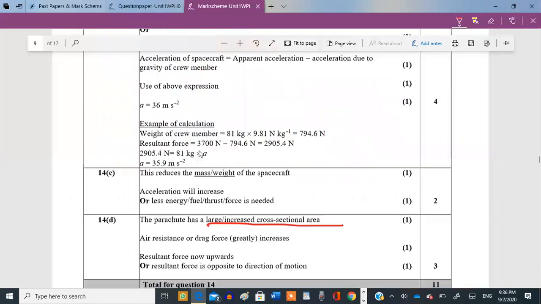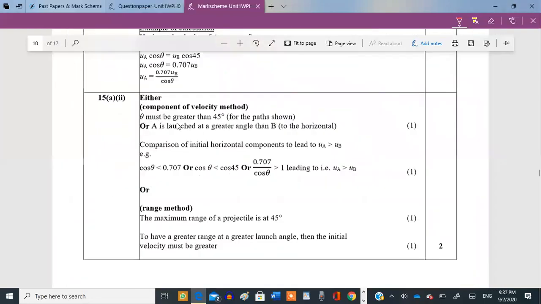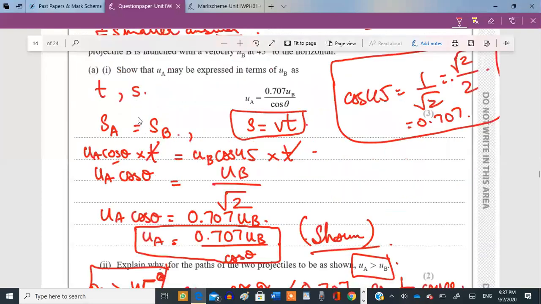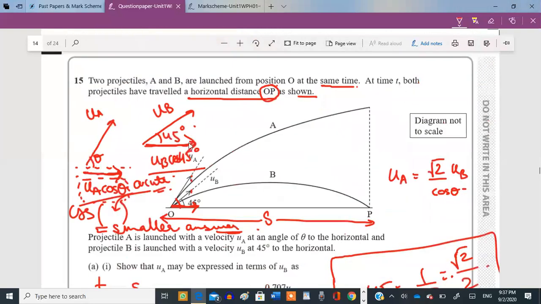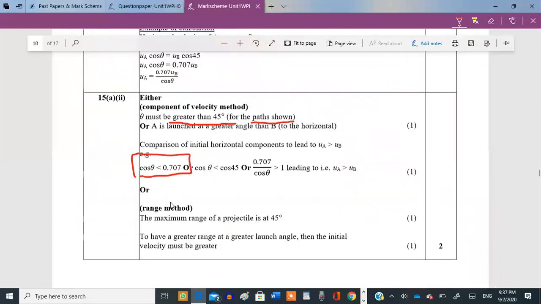Okay, let's verify from the marking scheme as well. Theta must be greater than 45 for the path shown, because cos of theta is less than this thing. Theta of A must be greater than 45. The cos of theta is less than 0.707, or the maximum range of projectile is at 45.